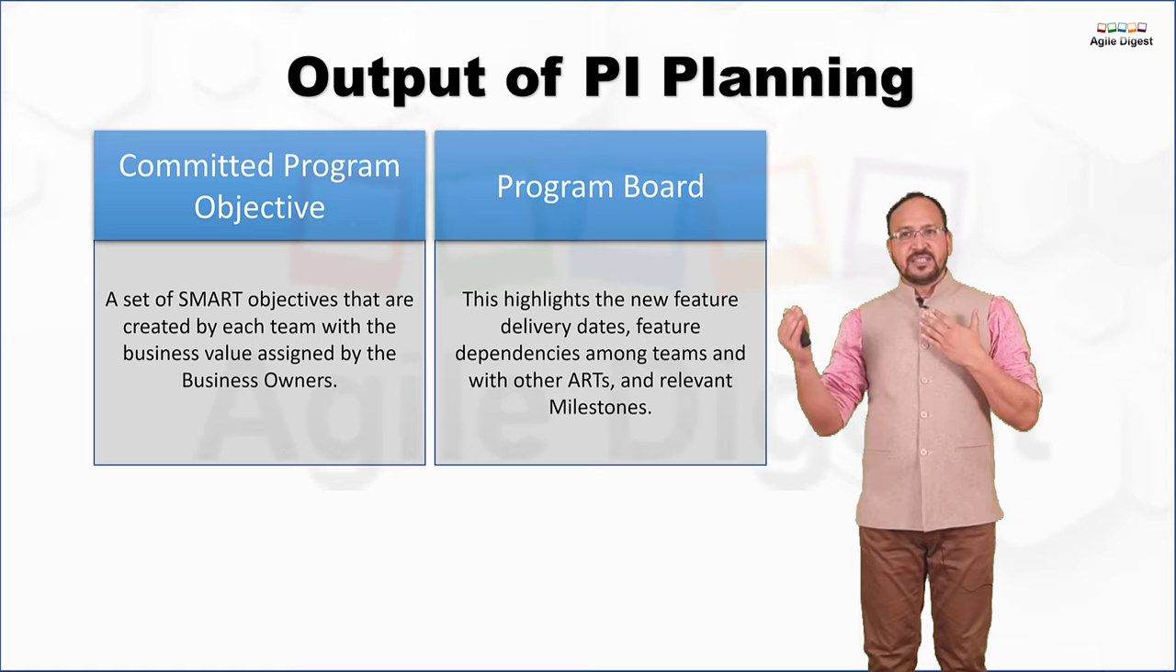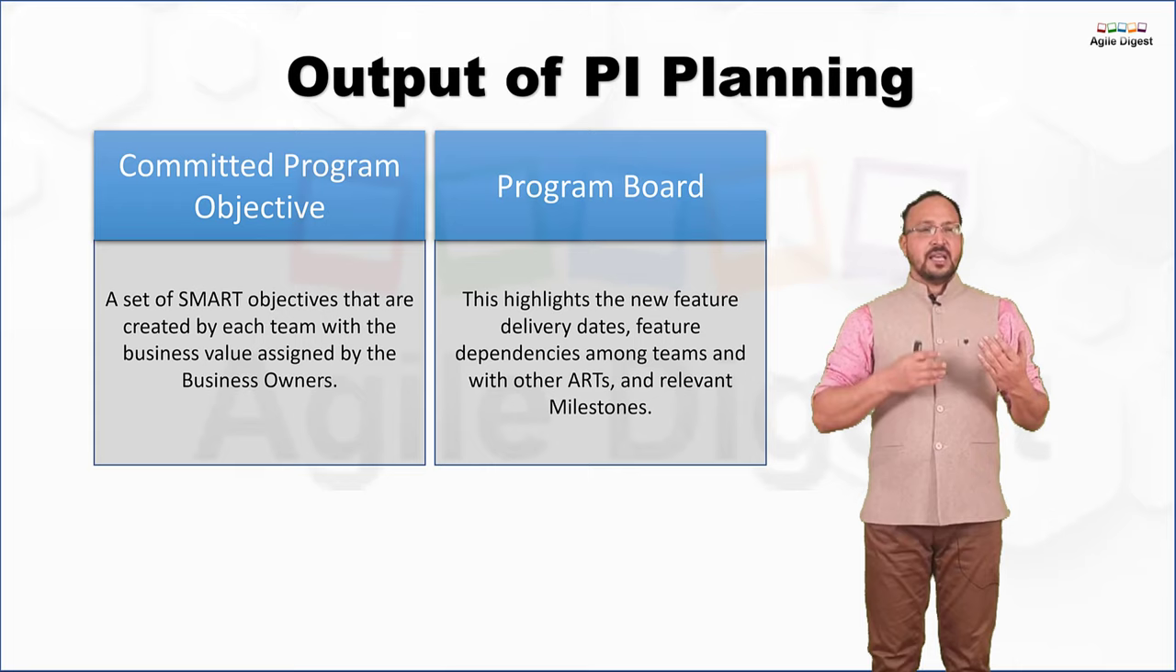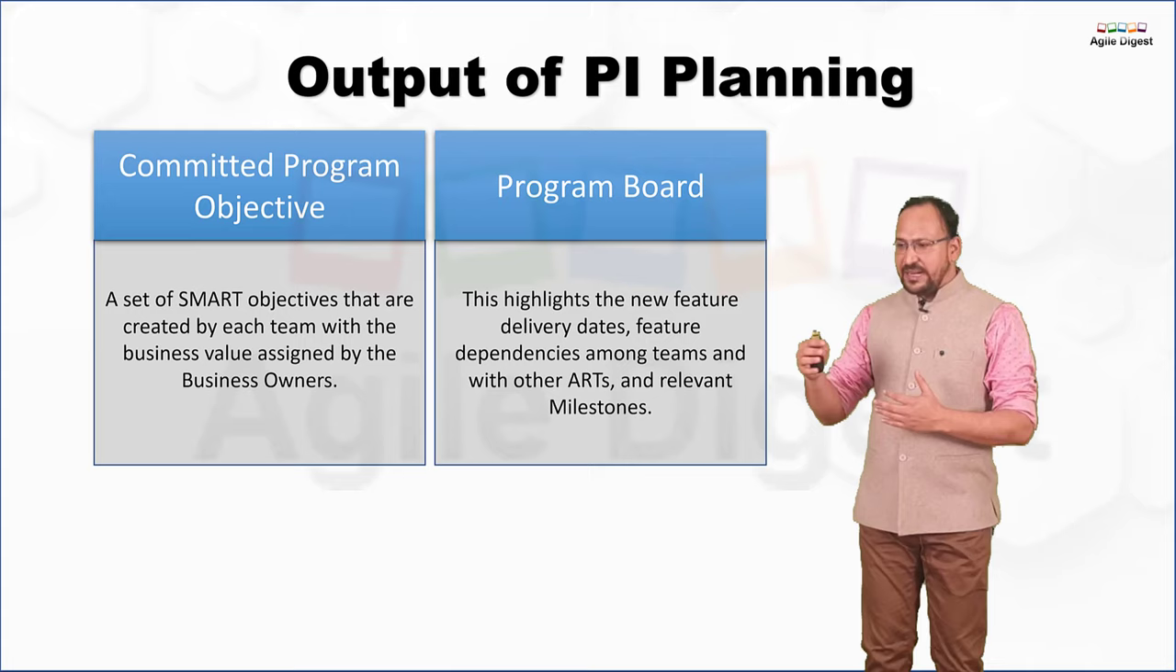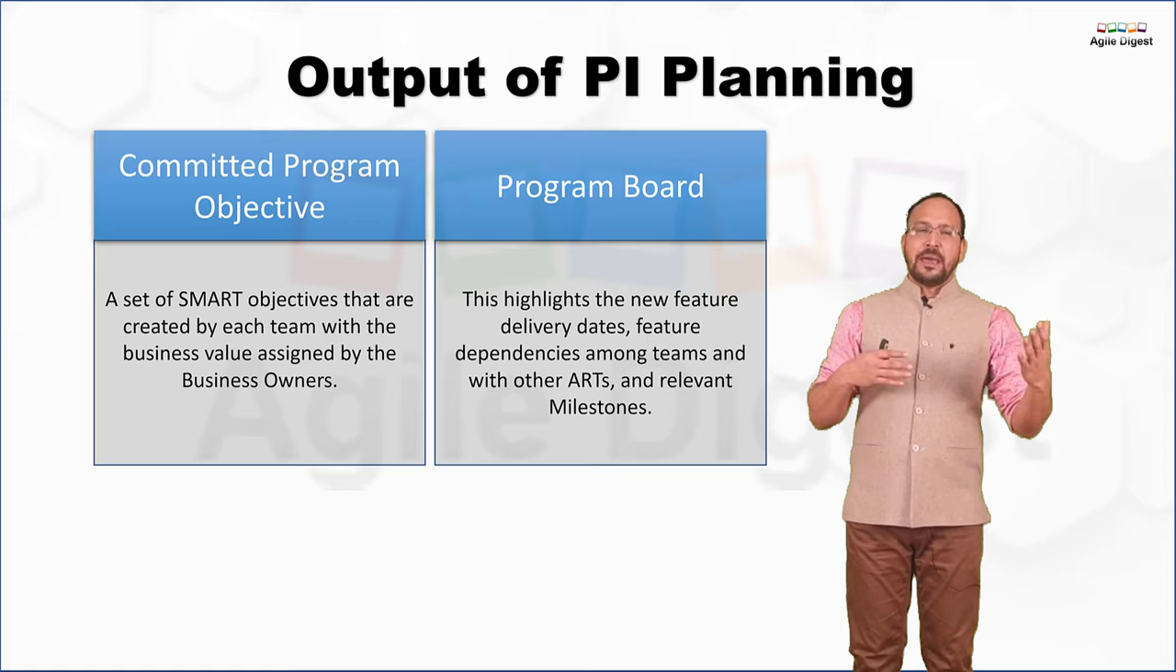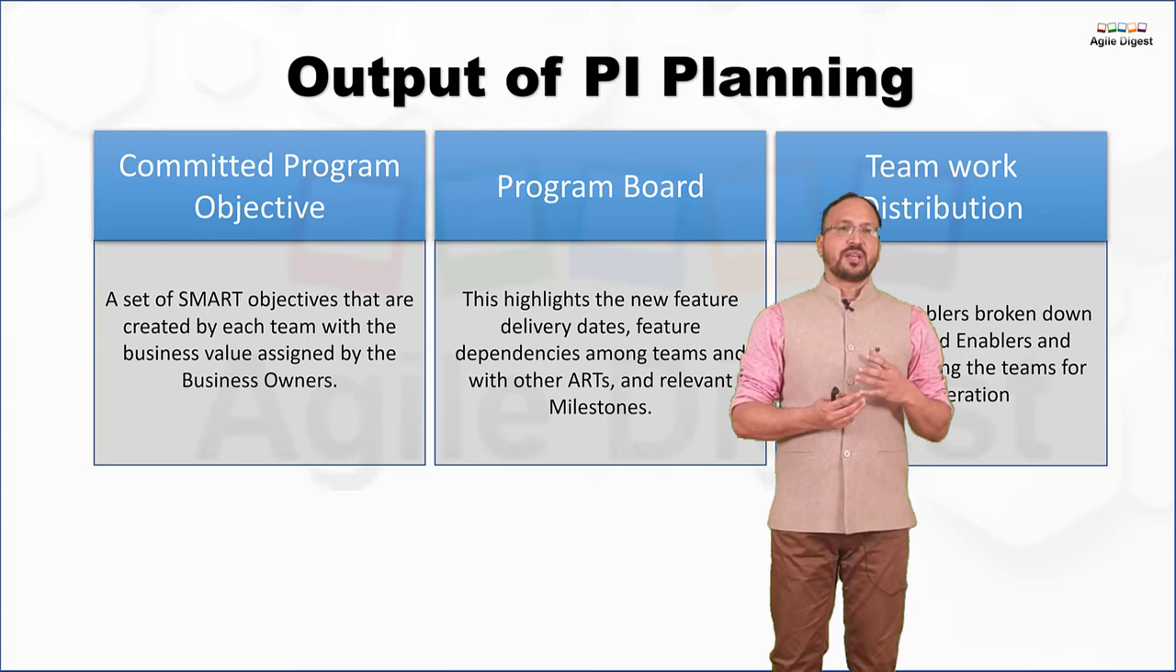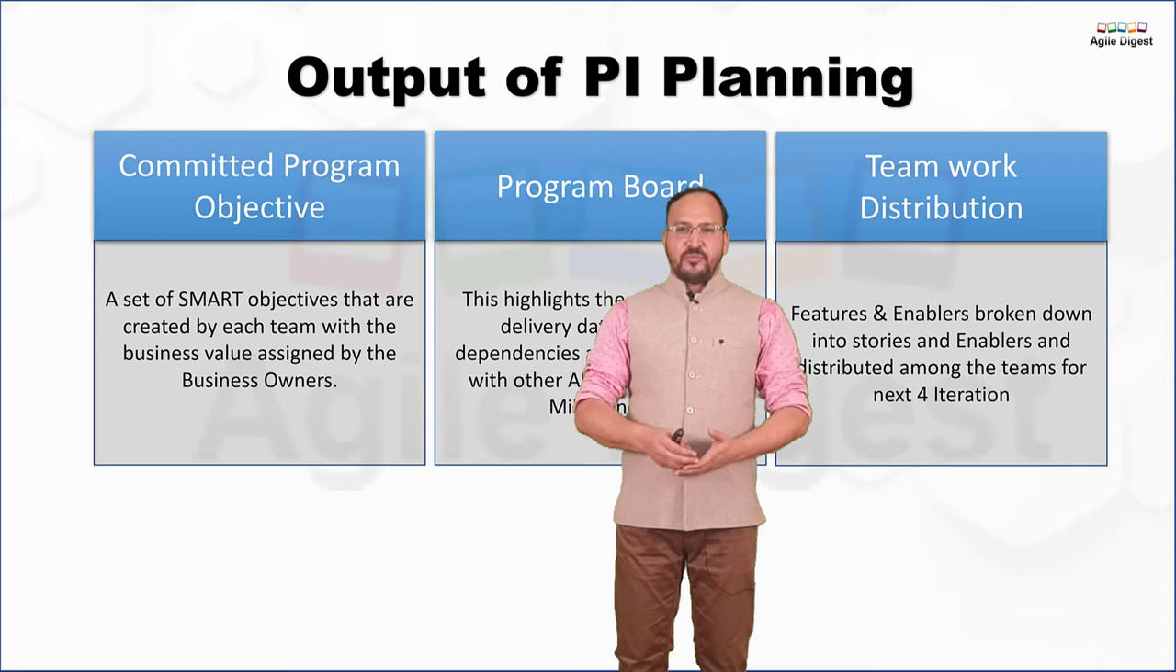Then we also have the relevant ARTs. You have different teams that are not exactly defined as your development teams, for example UX teams, that also come in, and we map their dependencies with other teams. Then we'll talk about team work distribution, which team will be working on what stories, and all that distribution also comes up as an output of PI planning.